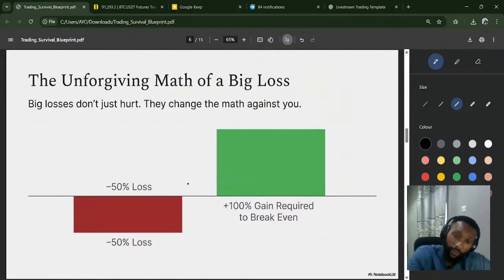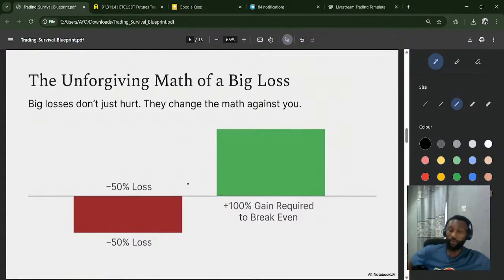So for instance, you have $10 in your account. But let me use $100 as an analogy. You entered a trade and the trade went against you and you lost 50% of that $100, which is $50. So now you want to break even.